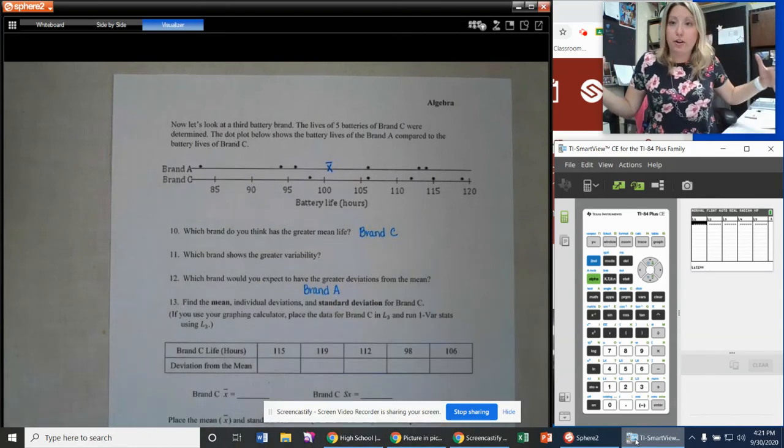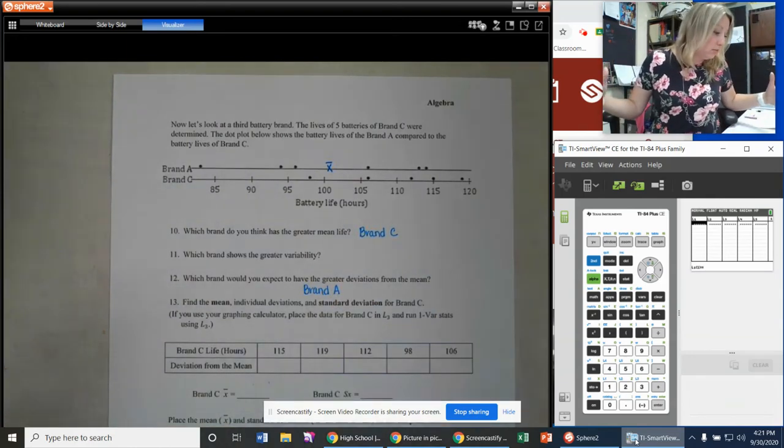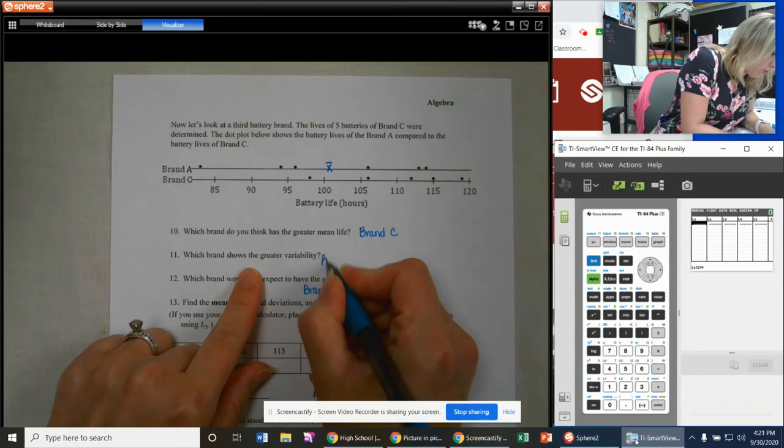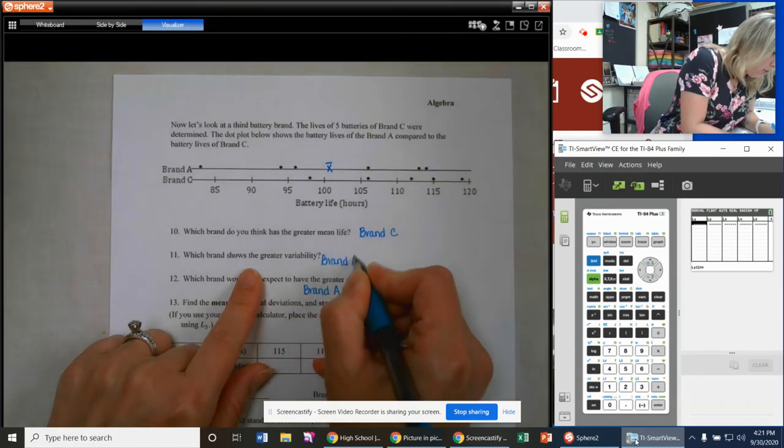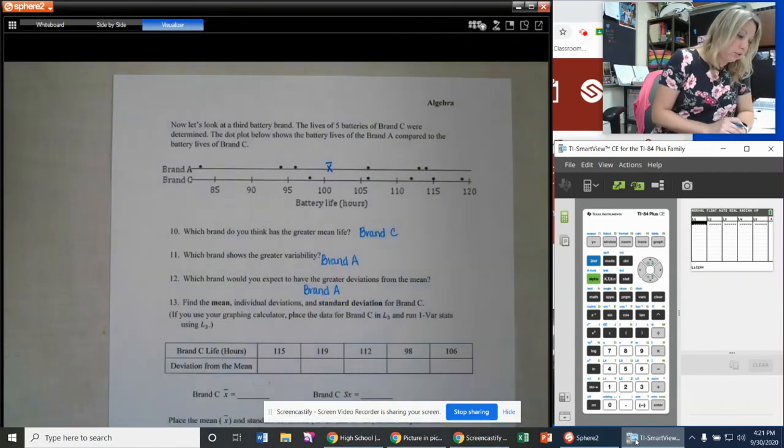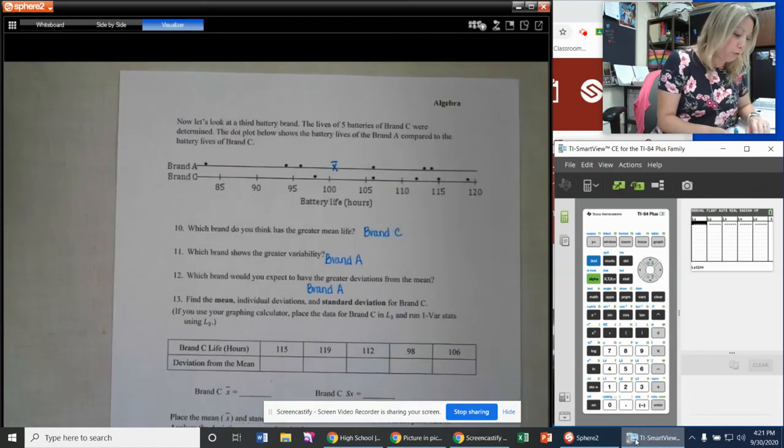Because it has greater variability in its data. Okay, brand A has the greater variability. Brand A should have the greater standard deviation, or excuse me, the greater standard deviation from the mean.